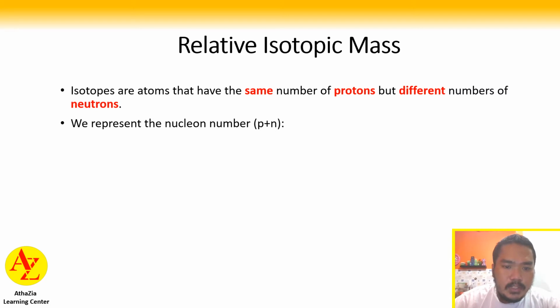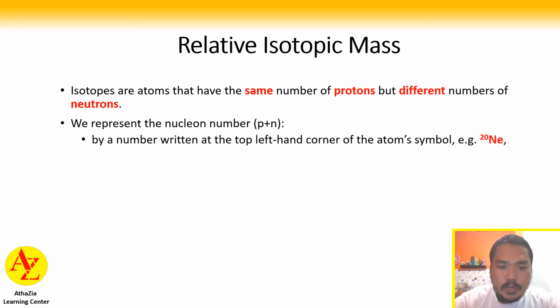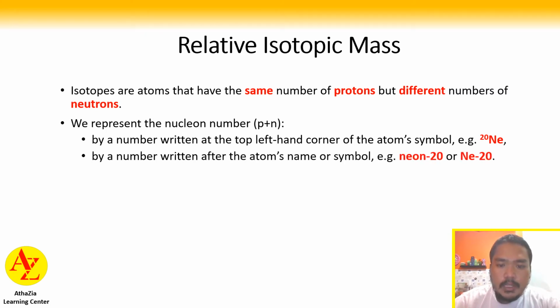We represent the nucleon number, p plus n, by a number written at the top left-hand corner of the atom symbol. For example, 20 Ne, which means that this is the isotope neon-20, the isotope of neon with mass 20. Or we can write it using the atom's name or symbol, such as neon-20 or Ne-20.